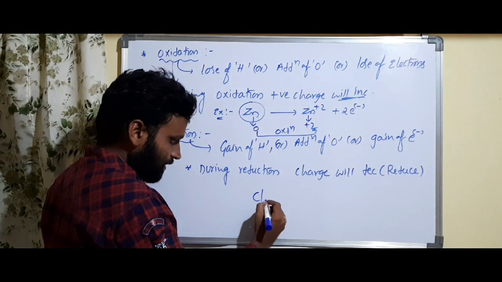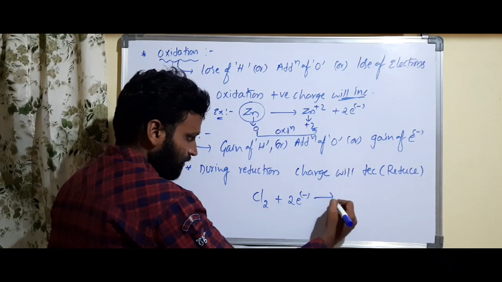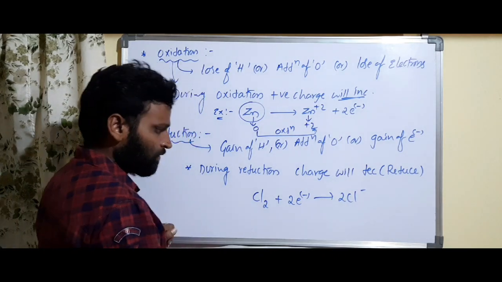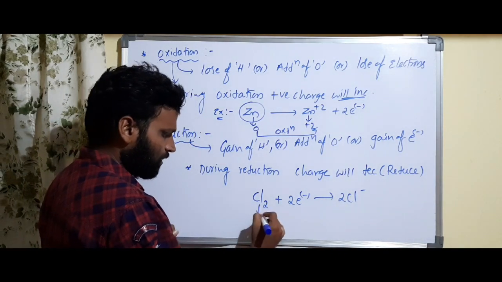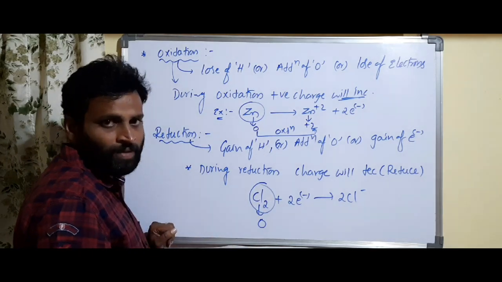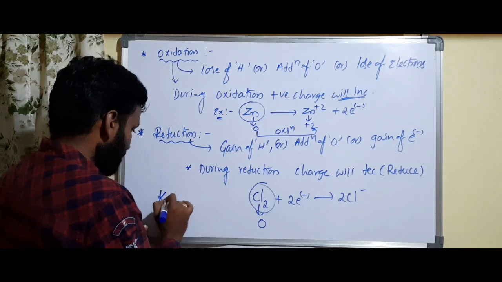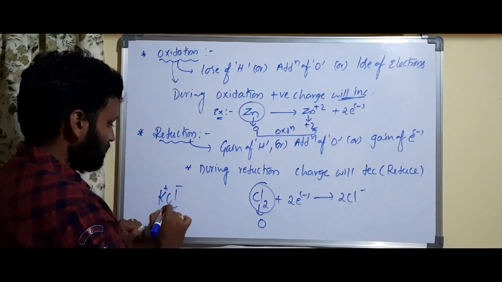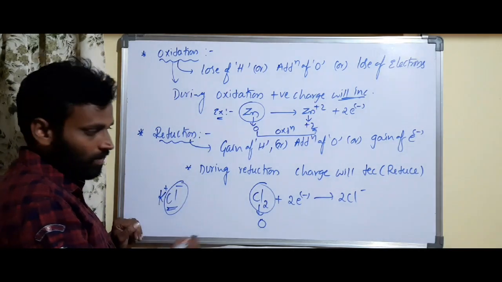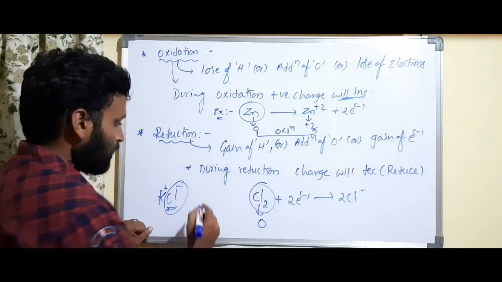So next, Cl2. I am adding 2 electrons and converting to Cl-. Forget about this 2. Here chlorine means charge 0. Any charge appears here? No charge. As a Cl-, one chlorine has -1. In KCl, charge of chlorine is -1. But as a chlorine diatomic molecule, there is no charge.